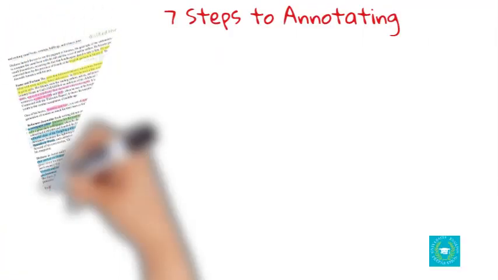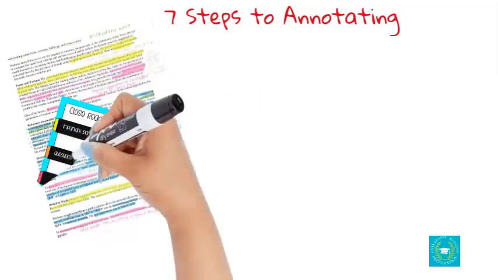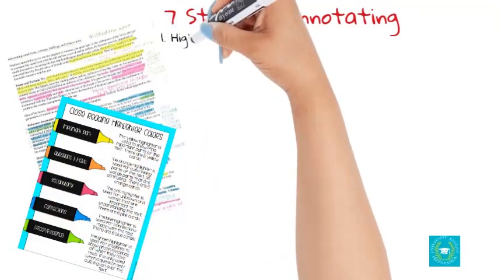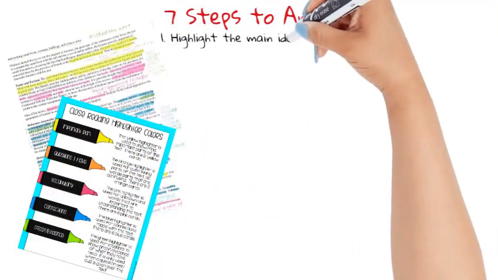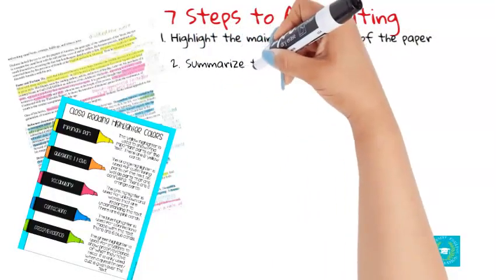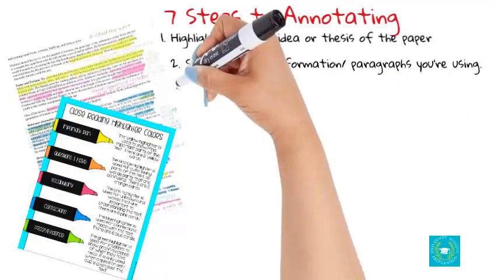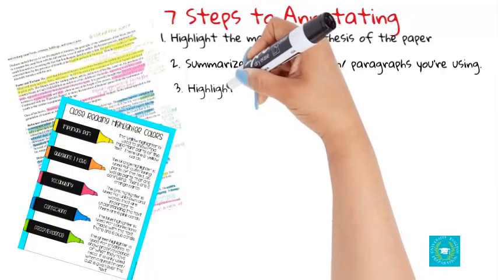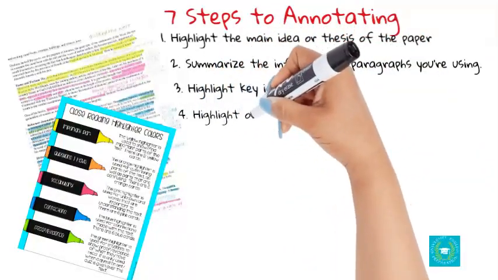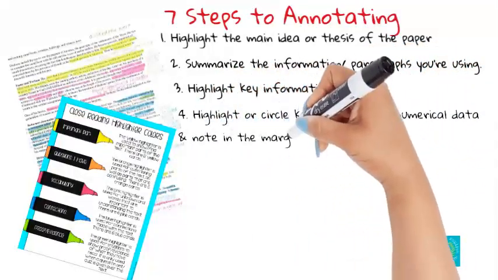You can use your own style as you get used to annotating, like using different highlight colors for different things. But as a guide, the 7 steps to annotating are: number 1, highlight the main idea or thesis of the material. Number 2, summarize the information of the paragraphs that you use in the margins. Number 3, highlight key information and make notes in the margins. Number 4, highlight or circle key statistics or numerical data that you might use and note that in the margin.